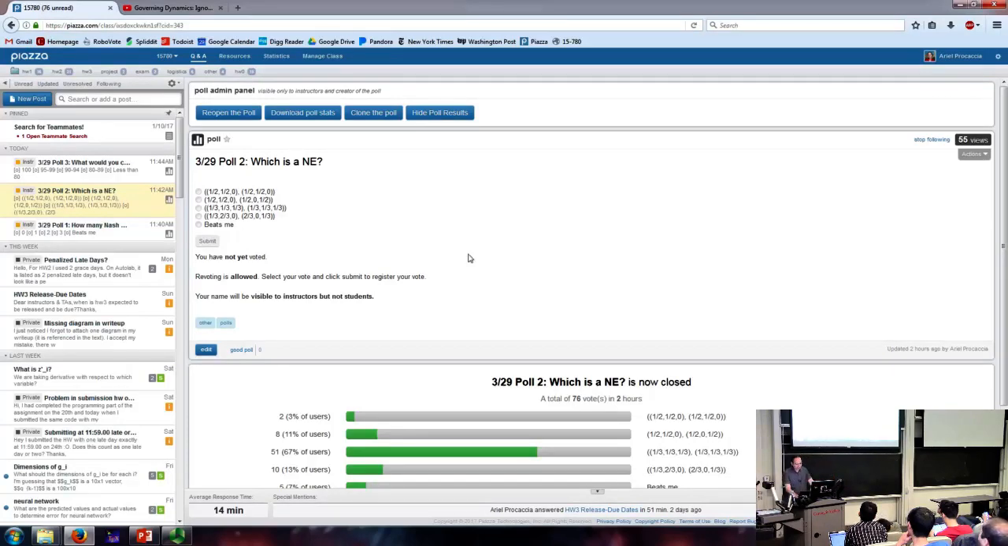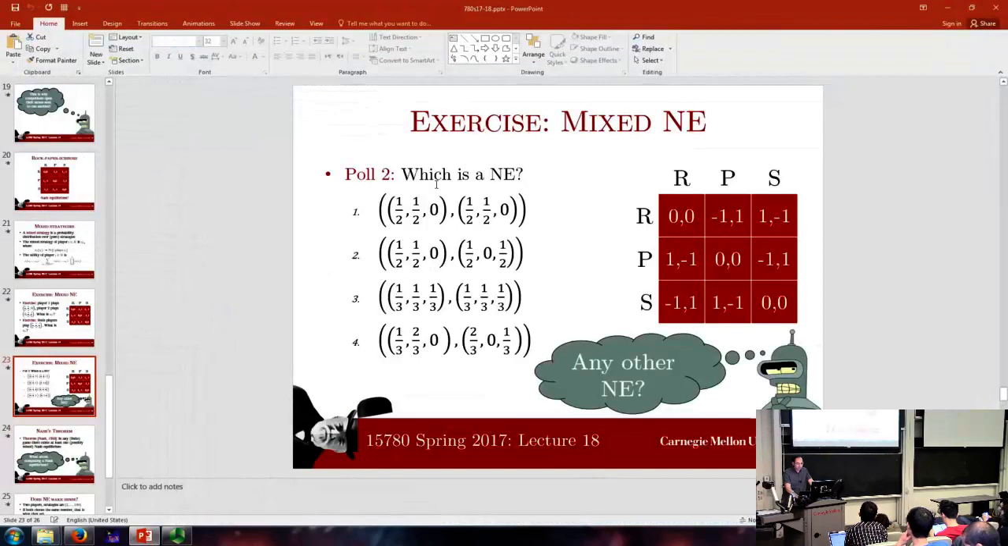But let me ask you a slightly harder question. If you look at answer number 1, 1/2, 1/2, 0, 1/2, 1/2, 0, can you tell me why this is not a Nash equilibrium? Ankush? You can always, knowing the other player's strategy, play the winning strategy corresponding to that strategy with the same probability distribution. But here you don't know, all you know is the other player is randomizing with probability 1/2 between rock and paper. So you don't actually know what they're going to play.